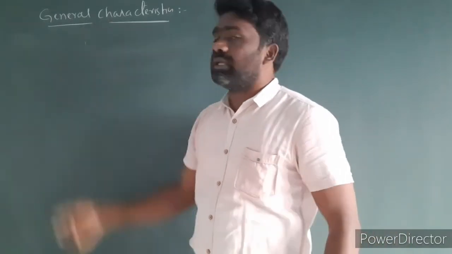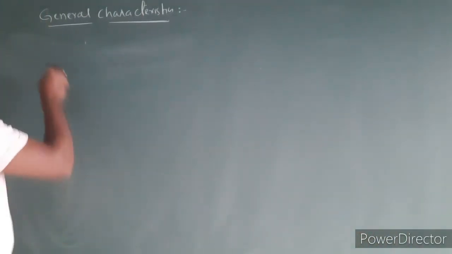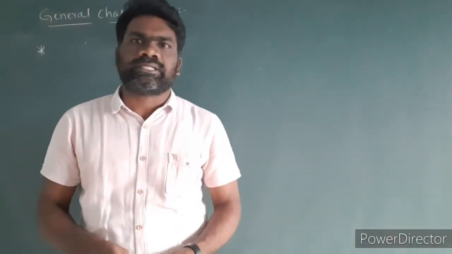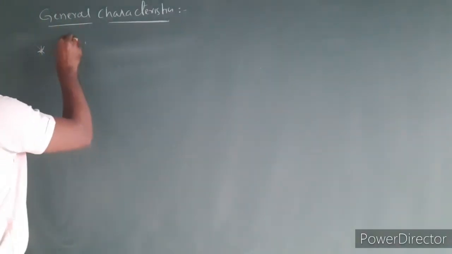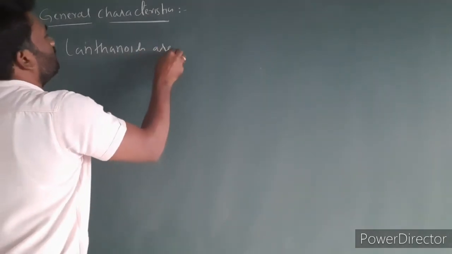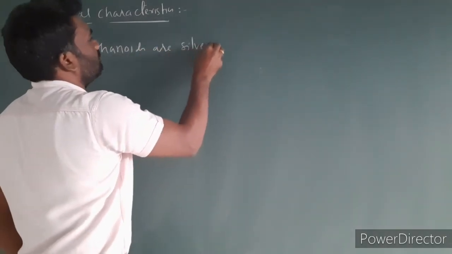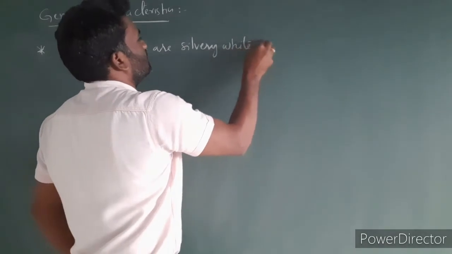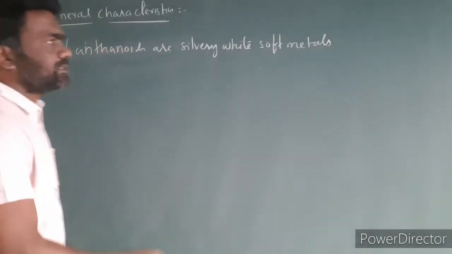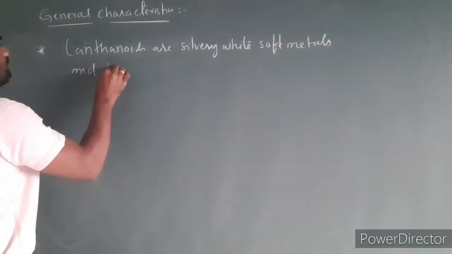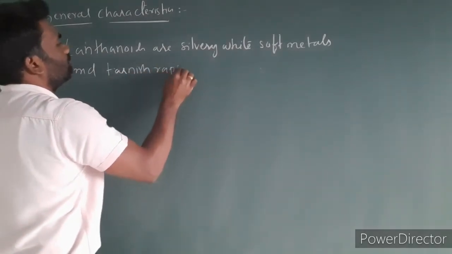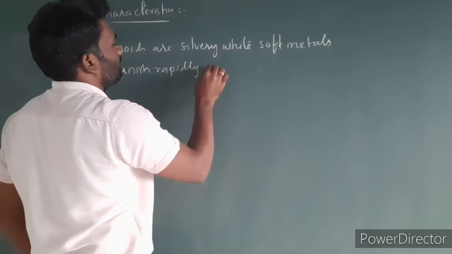Next, general characteristics of lanthanides. In that, the first point: lanthanides are silvery white soft metals and tarnish rapidly in air.